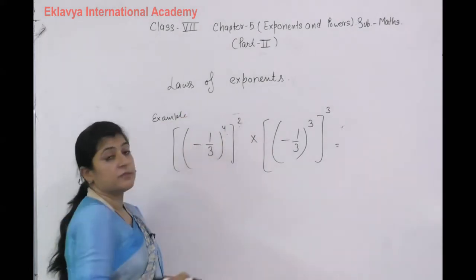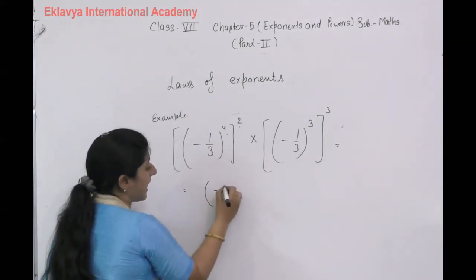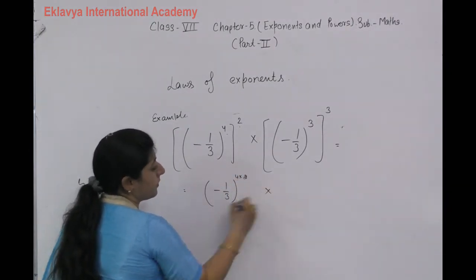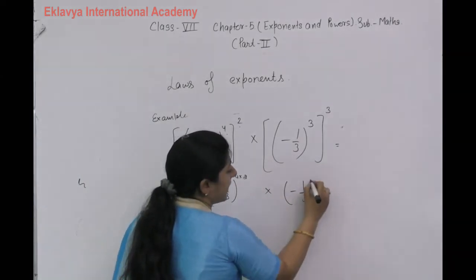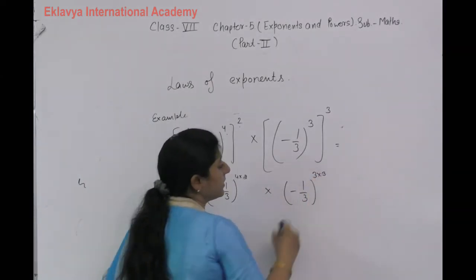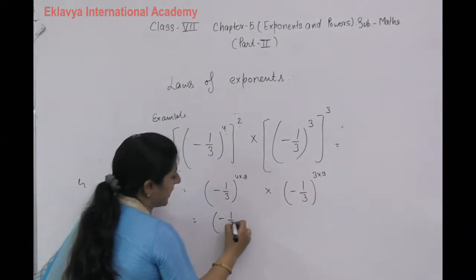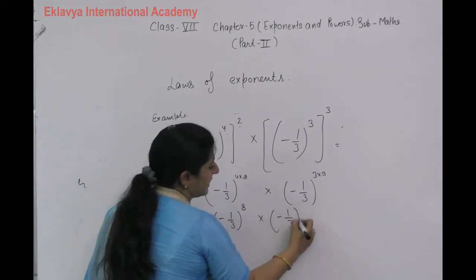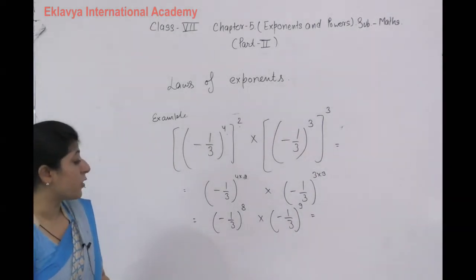Firstly see which law of exponent applies. Power to power means multiply, so it becomes (-1/3)^(4×2). Solve it also: (-1/3)^(3×3). Next, 4 times 2 is 8, multiplied by (-1/3), and 3 times 3 is 9. Now we apply the first law of exponent.